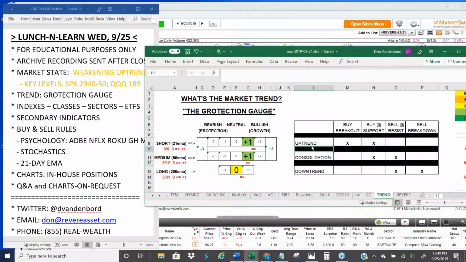Depending on what market type you're in, uptrend, consolidation, and downtrend, these are the types of buys and sells that work. If you're not in a firm uptrend, don't buy breakouts, they fail. During a consolidation, you either want to buy at support or take profits into resistance, very important. And if you go into a protected downtrend, you can sell at resistance and also sell at breakdown, but it's only during uptrends when you want to buy breakouts and buy at support levels.